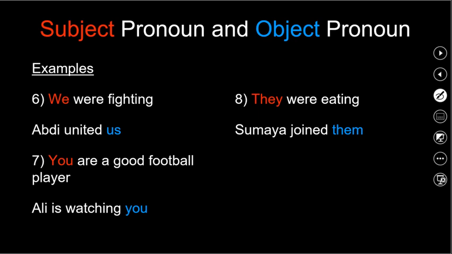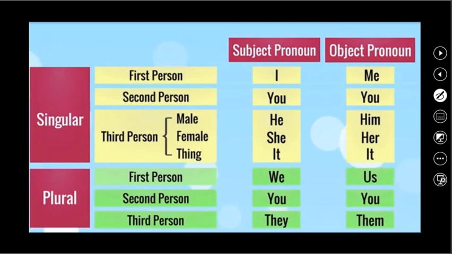They are eating. Sumaya joined them. They changed to them. So for the last slide, we've been converting subject pronoun to object pronoun. Okay, to summarize, a pronoun takes the place of a noun, and subject pronouns take the place of a noun as a subject, whereas the object pronouns stand in the place of the object.